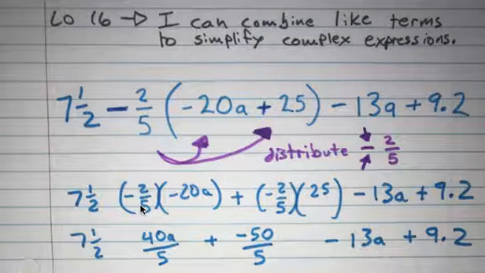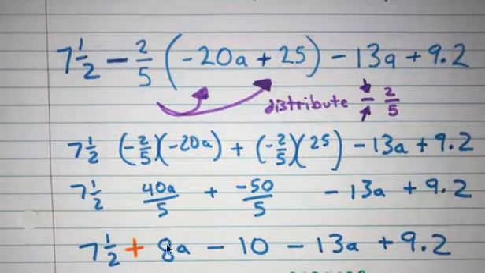Because now we have 7 1/2. Negative 2 times negative 20 is positive 40a, so positive 40a divided by 5. And then we have plus a negative 2 times 25, which is negative 50 over 5, because 5 times 1 is 5. So there we go. We went from having a negative and a positive to having a positive and a negative because we multiplied them both by a negative, which changes the sign. That simplifies to 7 1/2 plus, this becomes a positive because a negative times a negative is a positive, positive 8a, because 40 divided by 5 is 8, minus, because negative 50 divided by 5 is negative 10. So plus 8a minus 10, then we follow with the negative 13a plus 9.2.